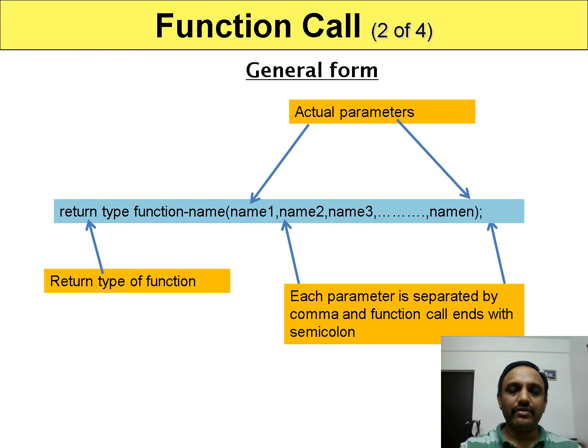The functions having a return type void can be used only as a standalone statement. Observe the general form of function calling. Here, the name of the function you are providing and the arguments, all the argument names we are providing here, and it ends with a semicolon. All these arguments are called actual parameters and these are all separated with a comma.